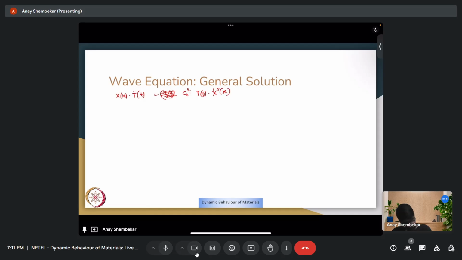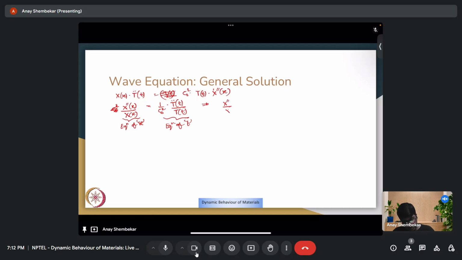From this, if I move around my variables, I have X double dash of x upon X of x is equal to 1 over c naught squared T double dot of t by capital T of t. So on the left hand side, you have something which is a function of x, and on the right hand side, you have a function of t. For both of these to be equal, the only solution is when they are both equal to some constant.